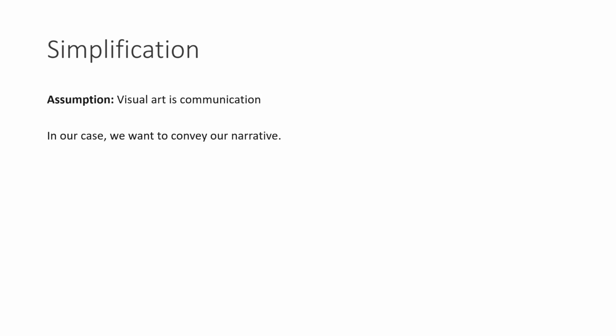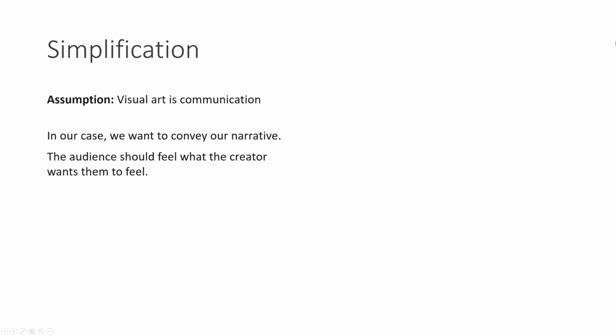To begin with the first topic, which is simplification, I want to make the following assumption: that visual art is also communication. It's the situation where we always have some sort of goal with our art. Take a movie, for example. If you have a bad character show up, you want the audience to understand that this character is bad and we should feel negative about this one person. And so that's why, as I wrote here on the presentation, in our case we want to convey our narrative and the audience should feel what the creator wants them to feel.